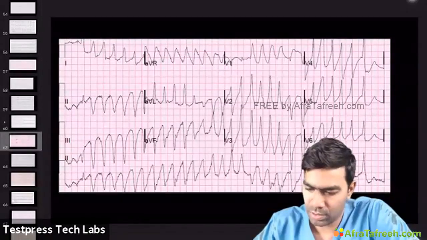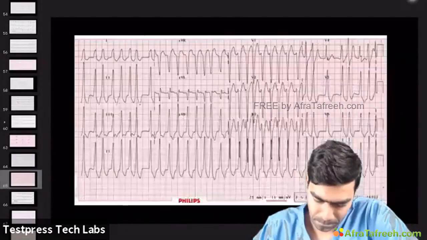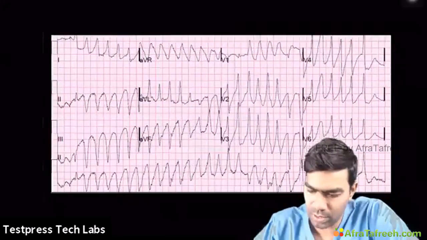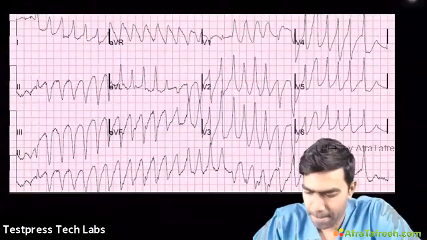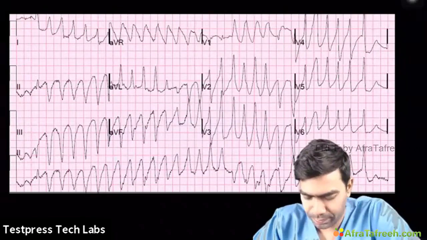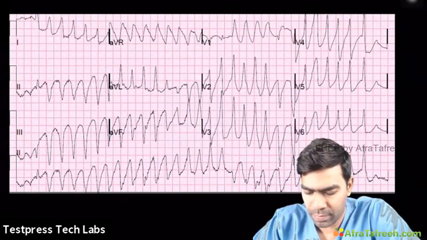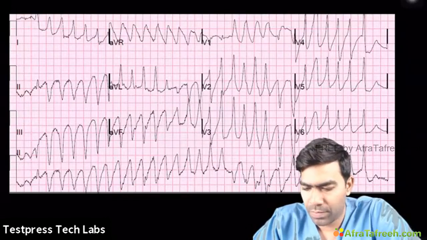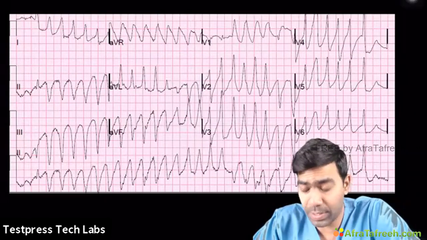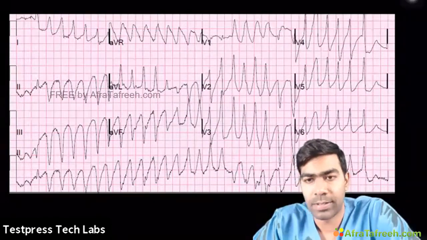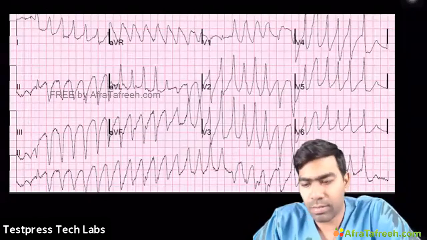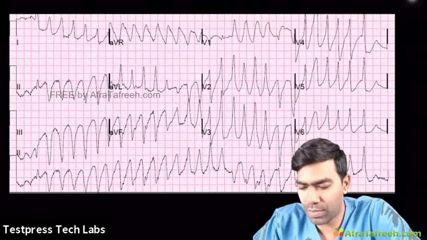Then what is this one? I think we are coming to the end. So what is this one? First of all, touch your heart and tell, is this a narrow complex tachycardia or a wide complex tachycardia? I mean narrow or broad complex. This is definitely a wide complex tachycardia, no doubt about that. And this is a spotter. Why is it a spotter? Because it's a polymorphic VT.